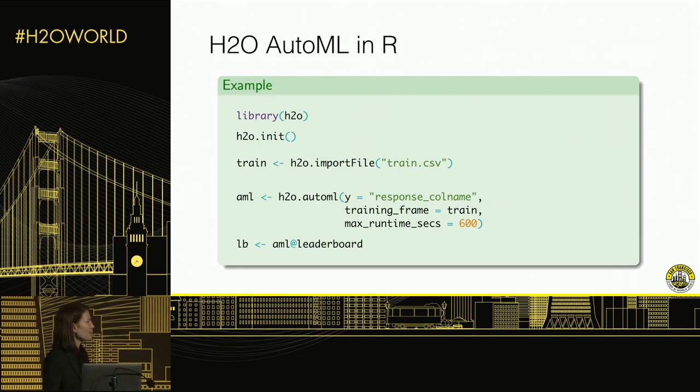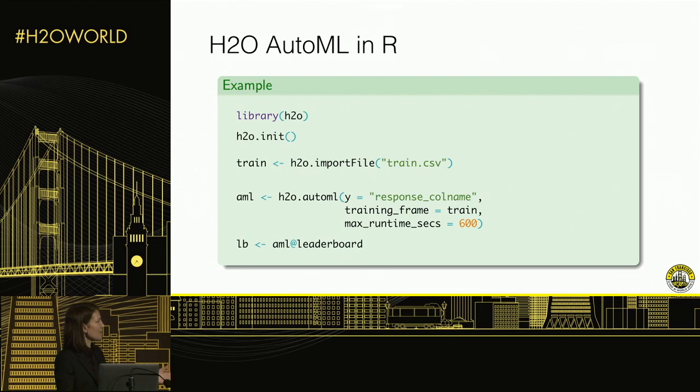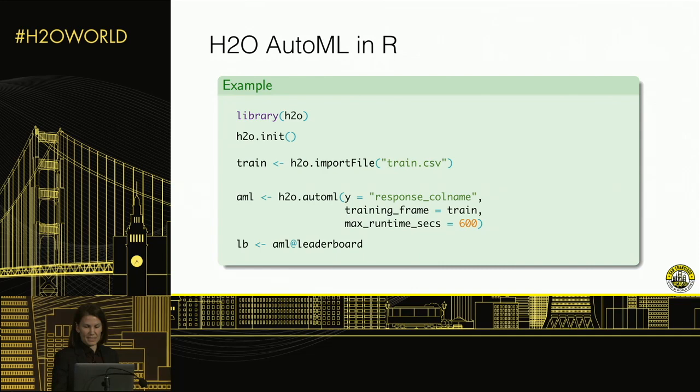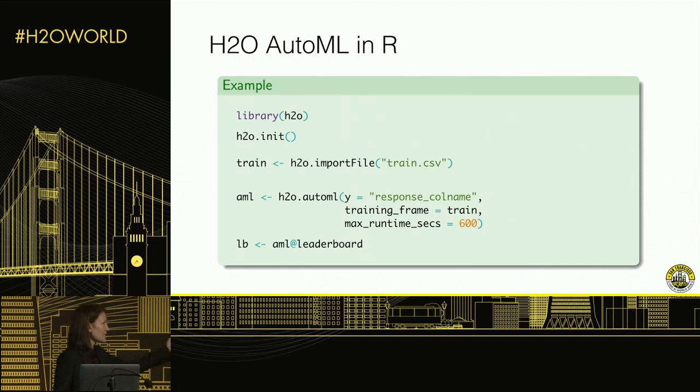We have an argument called training frame, and the y is where you specify the column name for the response. And then for AutoML, the main thing that you have control over is how long you run it for. You can specify by time. In this case, I'm saying, run this for 10 minutes and then give me your list of models. You can also specify the number of models that it trains. So there are a couple of different ways that you can tell AutoML what to do.